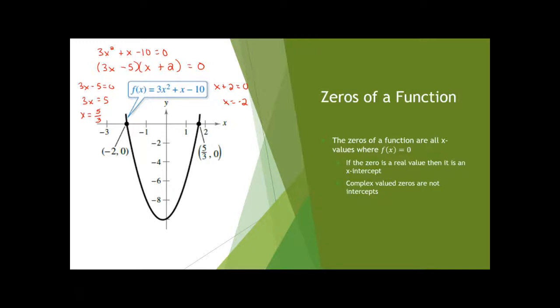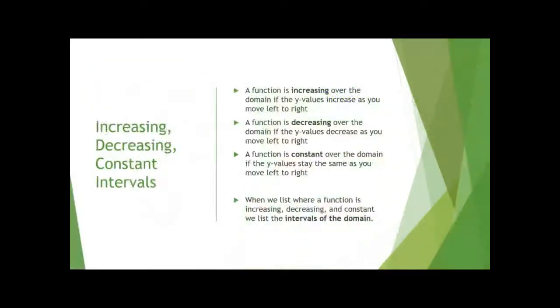So moving on from zeros, we have increasing, decreasing, and constant intervals. This is the part that everybody messes up on the assignment. So a function is increasing over the domain if the y values increase as you move left to right. So when we look at increasing, decreasing, and constant, we always look left to right.